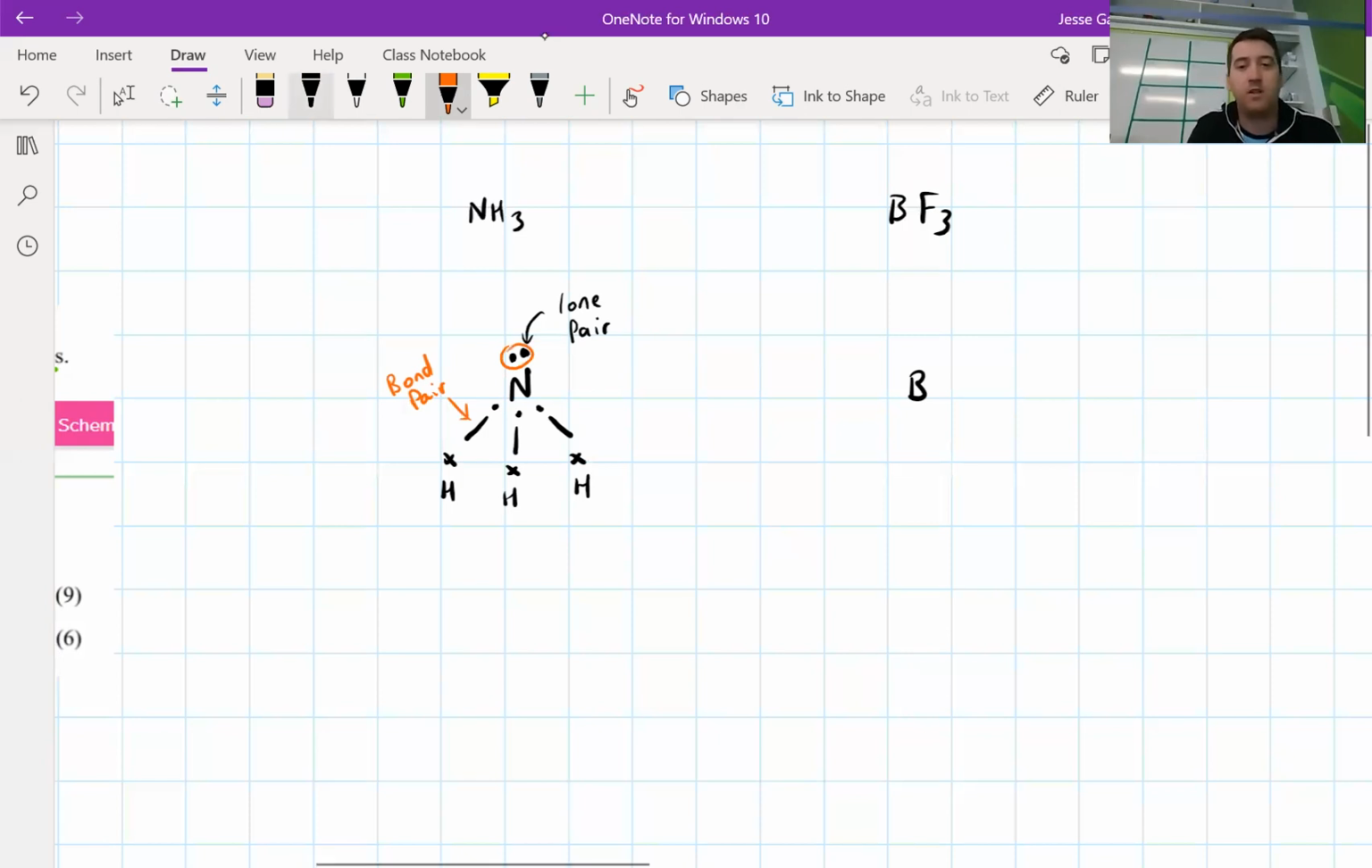In the boron, it's only got 3 valence electrons. So that means that we just have 3 dots around it. We don't have the other 2. We don't have 5. And those 3 dots make 3 bond pairs with the fluorines like this. So this is F, F, and F. And each of these lines shows a bond pair, and the fluorines have their own other 6 electrons, like this.